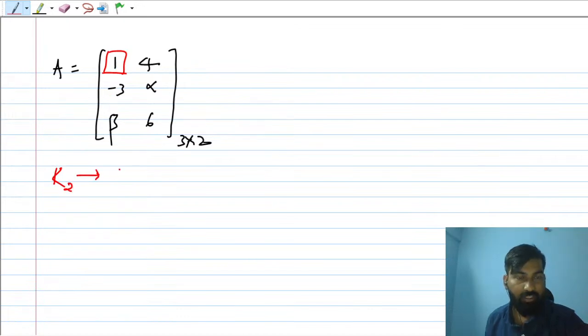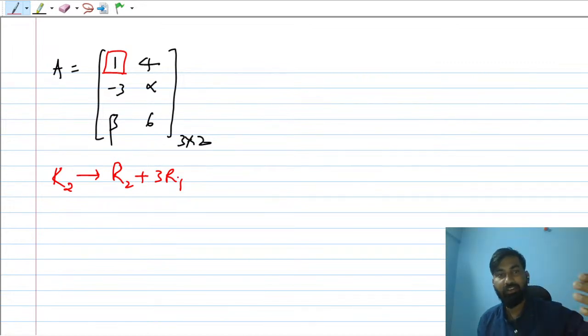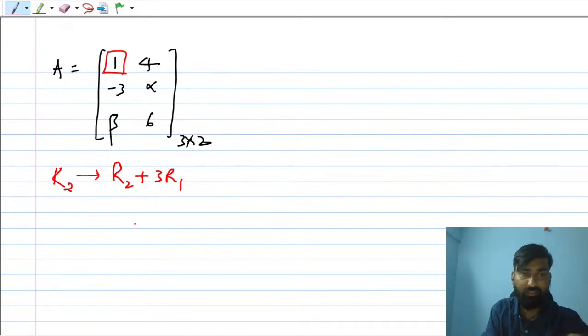So R2 means it will be R2, and then you have to add it, so plus 3 times R1. Simply multiply by 3 here and just add it. So R2 plus 3 R1, so it becomes 0. And I believe this is fine for everybody.